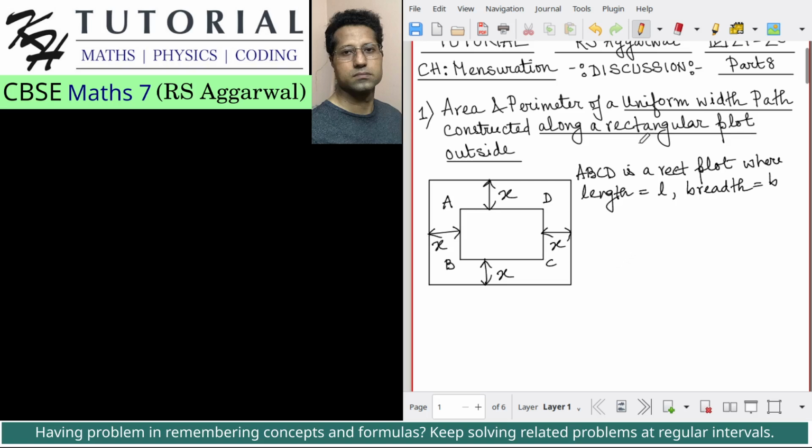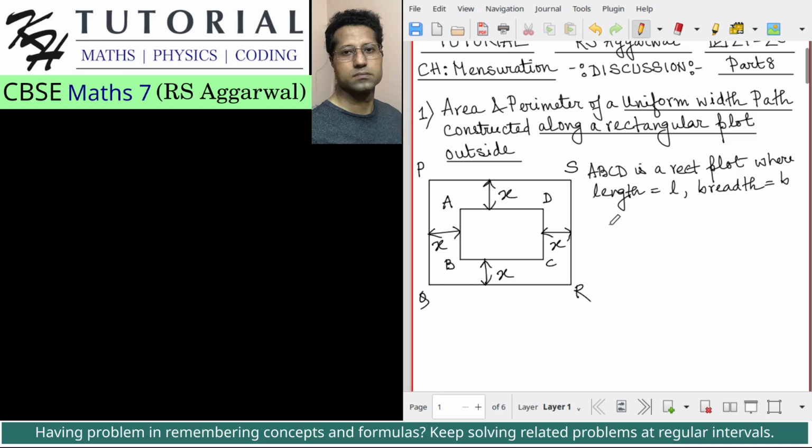Now we have to find the area and perimeter of the path. As you can see, the path has an outer boundary and an inner boundary. The outer boundary of the path is the rectangle PQRS, and the inner boundary of the path is ABCD, which is also the boundary of the rectangular plot. Now how do we find the area of the path and its perimeter?